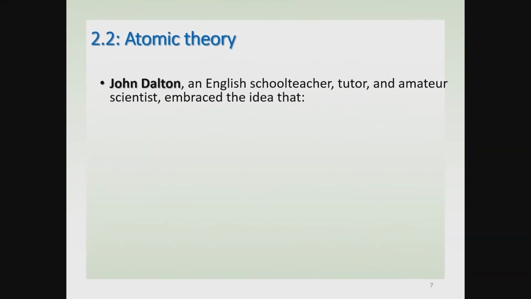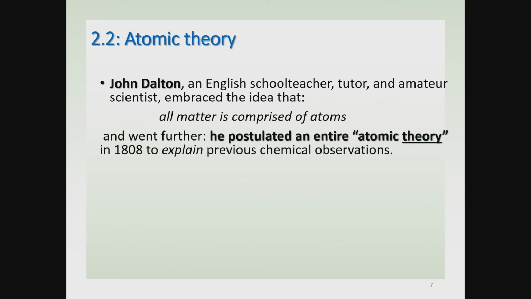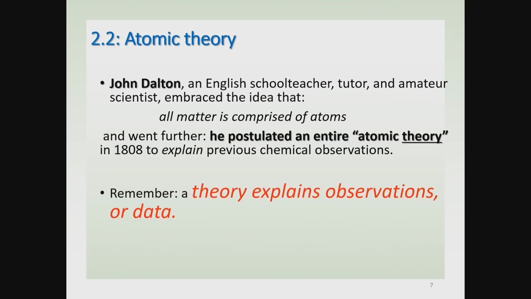So the atomic theory was developed by a guy named John Dalton, and he was an English school teacher and amateur scientist, and he really embraced the idea that all matter is comprised of atoms. But he went further than that. He said, okay, all matter is comprised of atoms, but I want to develop a whole theory behind that. And so a theory, as you might remember, is used to explain data. So this theory that he developed was used to explain a lot of data. So I need to talk a little bit about what this data was.